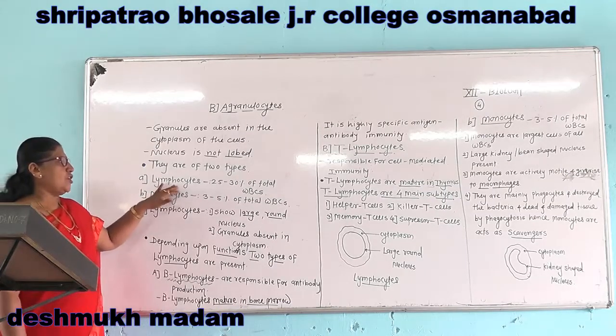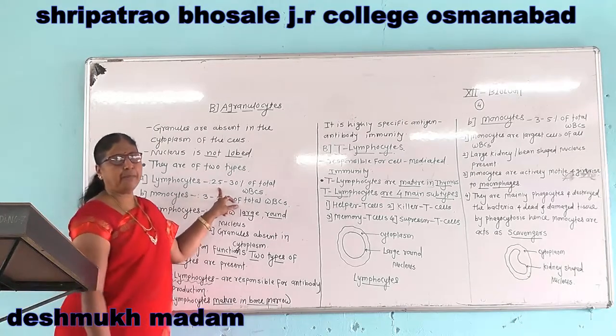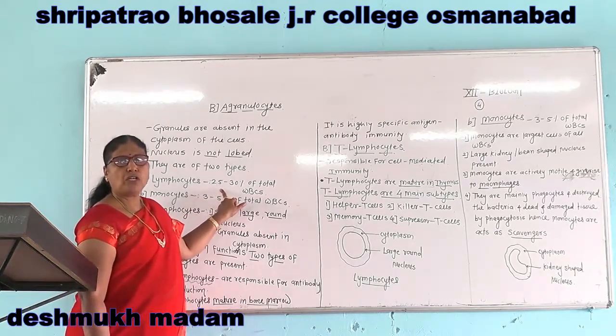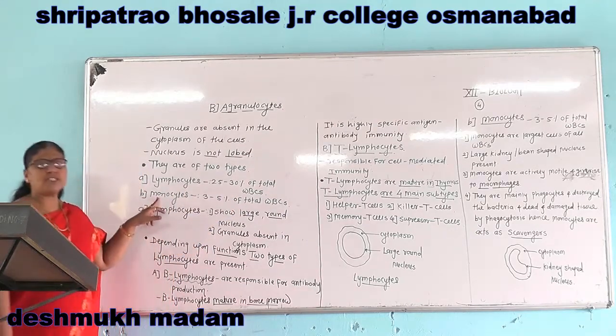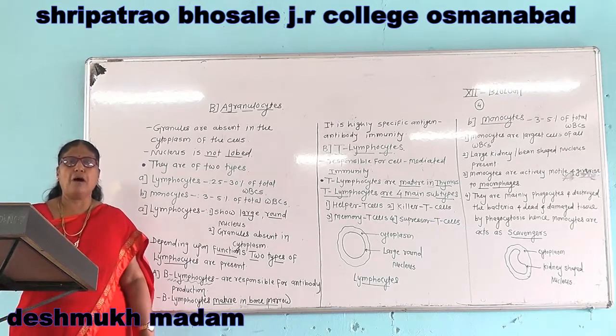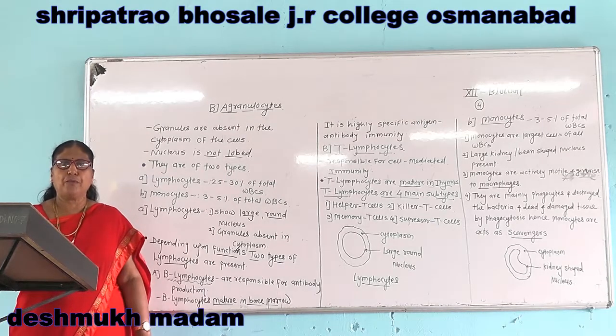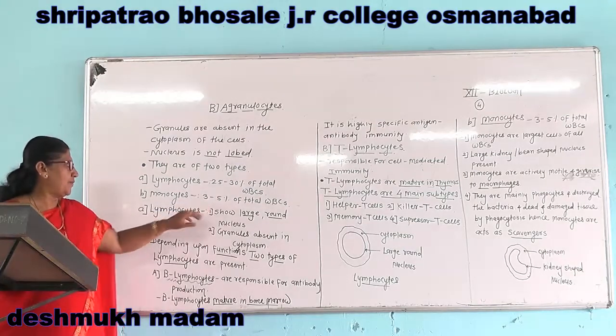Lymphocyte cells constitute about 25 to 30% of total WBCs. And the second type, monocytes, constitute about 3 to 5% of total WBCs.